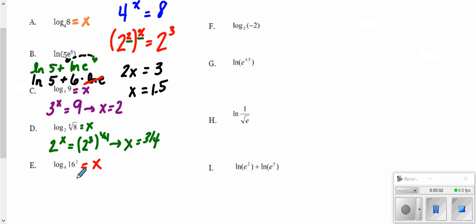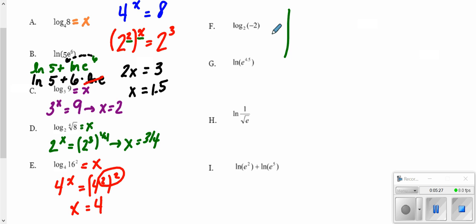Write this as equal to x, and 4 to the x would equal, and I'm going to do a little move here. 16 is 4 squared, and then I had another 2 that was in the question. And so I wrote these both with the same base. So now I can see that x would have to equal this exponent of 4. Over here, this question's not possible.